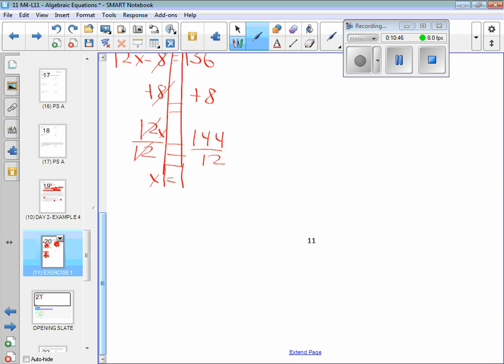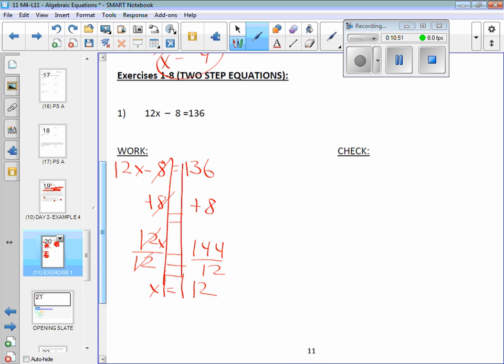Okay, now we've got to prove it. Write the original. What do we substitute in for x? 12. Now it's PEMDAS on the left side. Got to take care of multiplication first. 12 times 12. And as you can see, it's going to work out just fine.